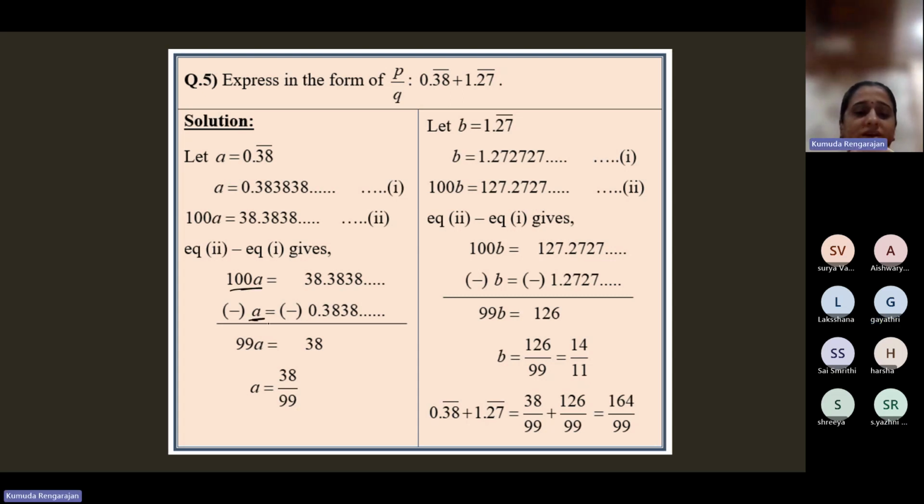Yes, 100A minus A is 99A. So 99A is equal to 38. So A is equal to 38 by 99.